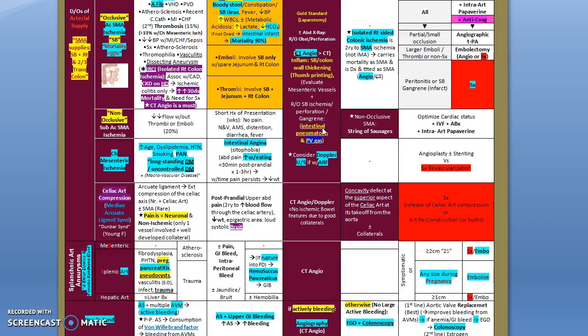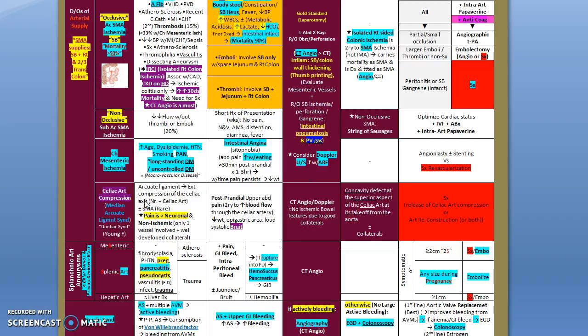Again, the diagnosis is the same for all forms of the superior mesenteric artery ischemic forms, which is CT angiogram. The treatment is through angioplasty plus or minus stenting versus surgical revascularization.